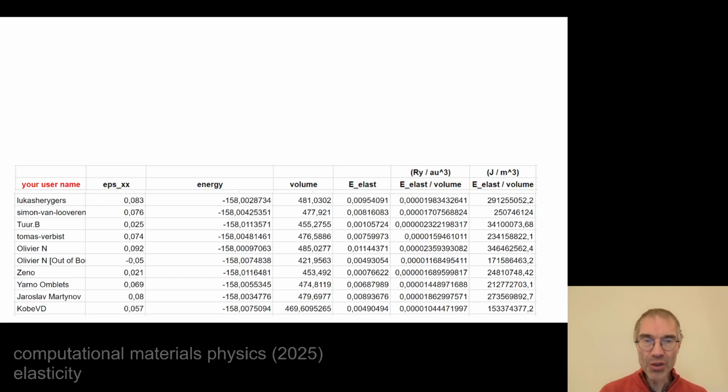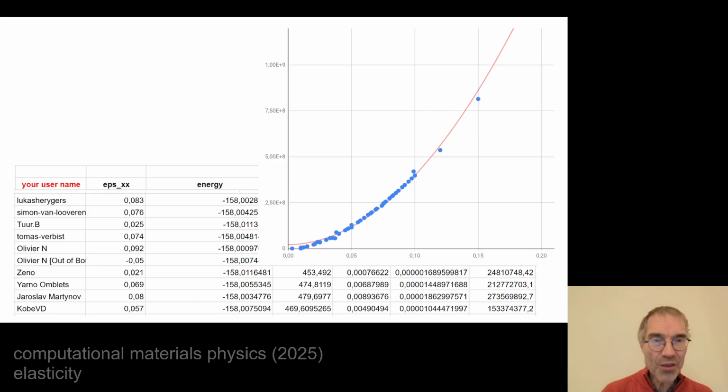And that is what you did. So here are your data from the spreadsheet together with data from other people. And well, the parabolic fit here is not perfect, but we fit over a very large epsilon range. So ideally you should do the fit only over this range here of say up to 0.03, perhaps 0.05. So small deformations, and that will be a nice parabola.